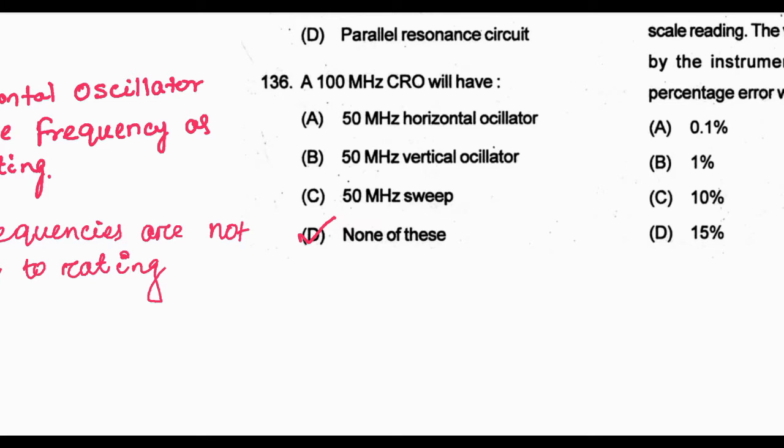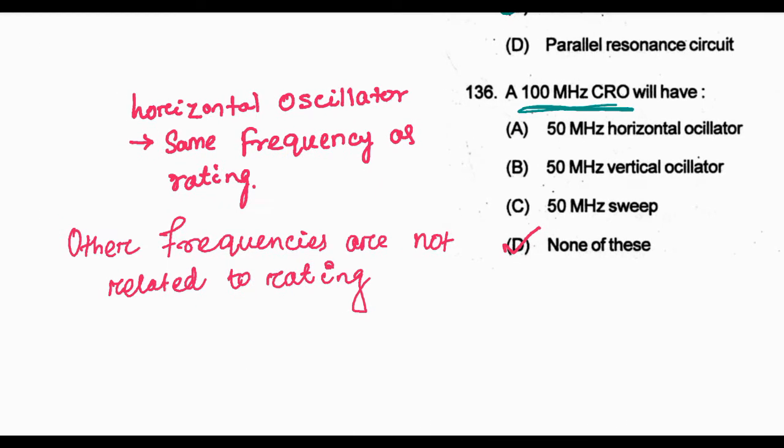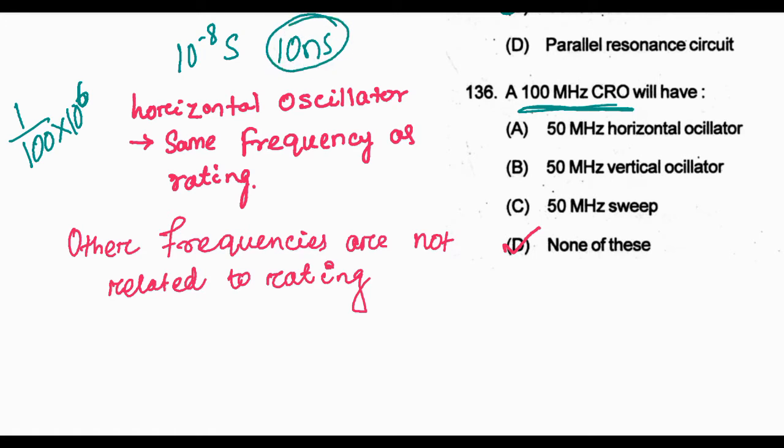So here the rating of the CRO is 100 megahertz. What does it mean? It means we can measure a time period of 1 by 100 into 10 to the power 6, that is 10 to the power minus 8 second, or 10 nanosecond, in YT mode.